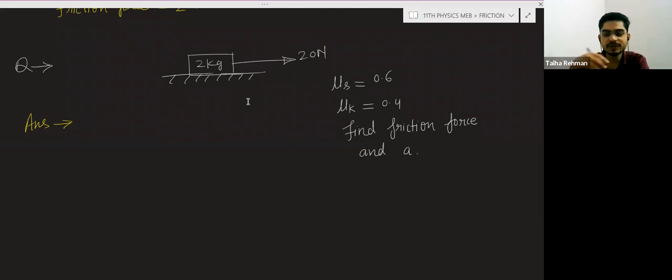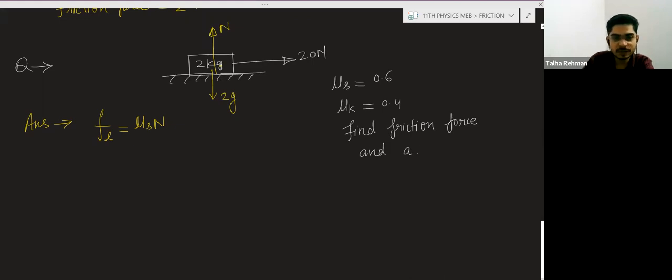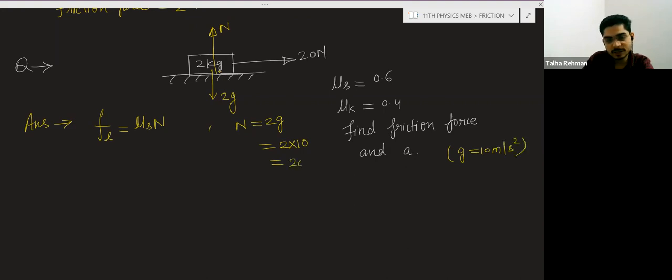For that, what we will do? We will calculate the limiting friction force. Limiting friction force, I have told you many times, is given by mu s into N. For that, we will calculate the normal reaction. Here will be mg. Mg is 2 into g. Here will be the normal reaction on the block. Now, as there is no motion in the vertical direction, normal reaction will be equal to 2g. And 2g means 2 into 10. G, I am always taking 10. So normal reaction will be 20 Newton.